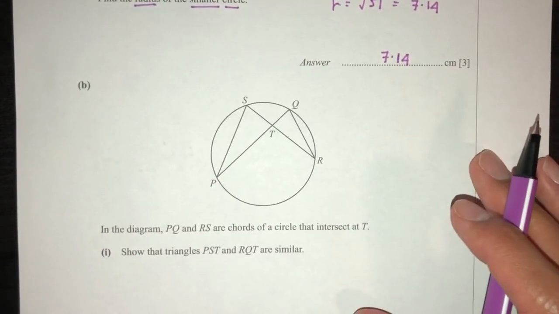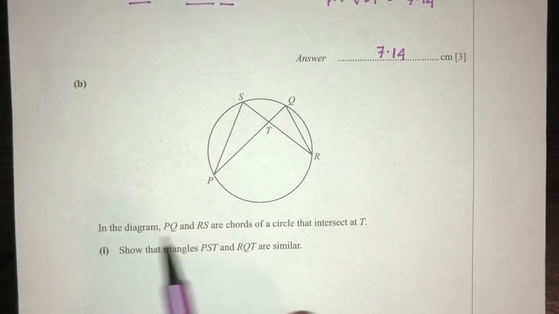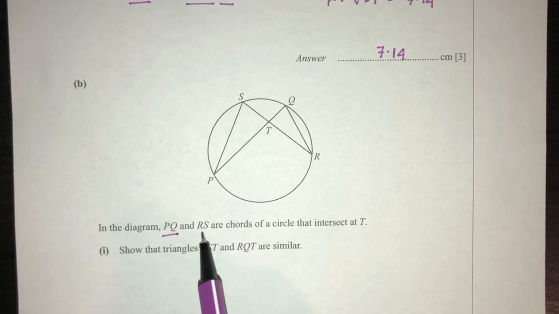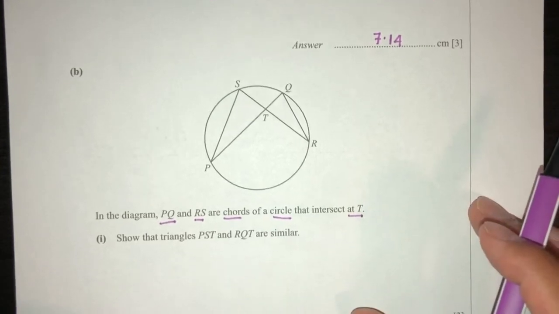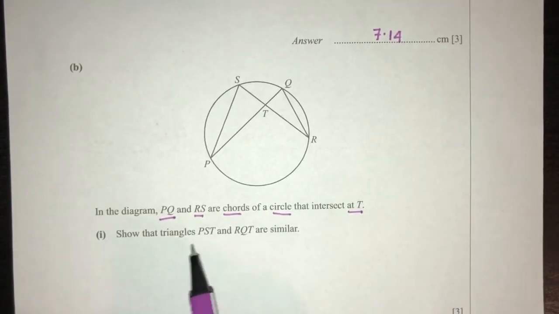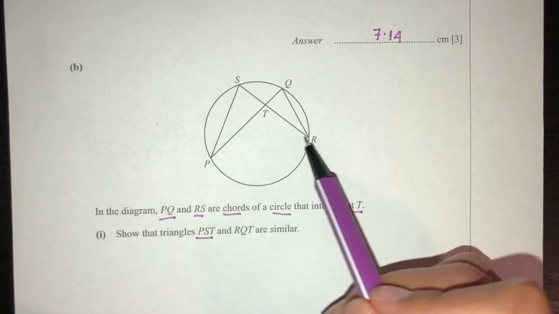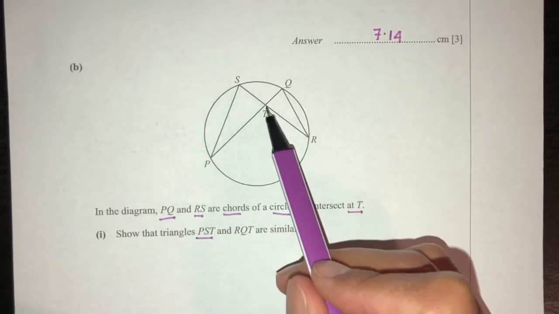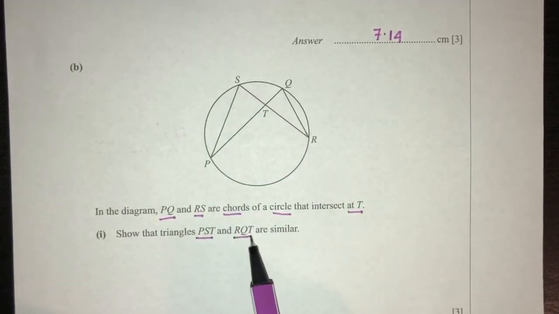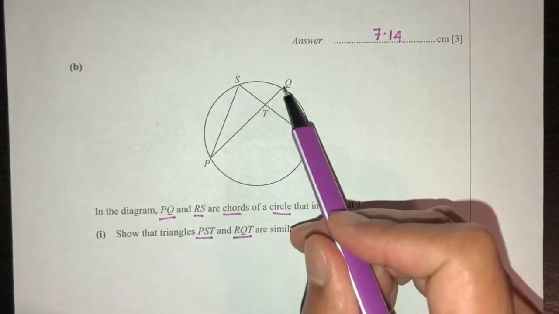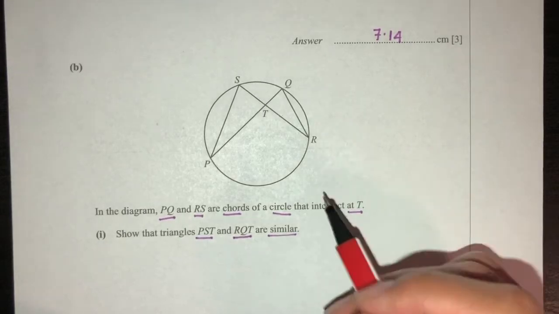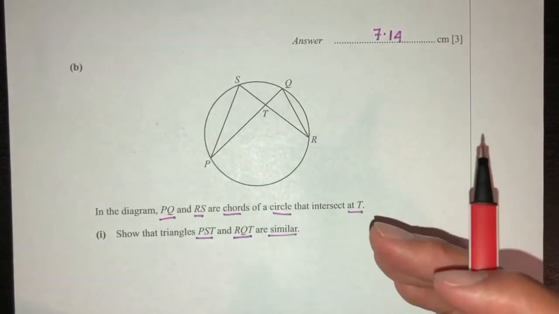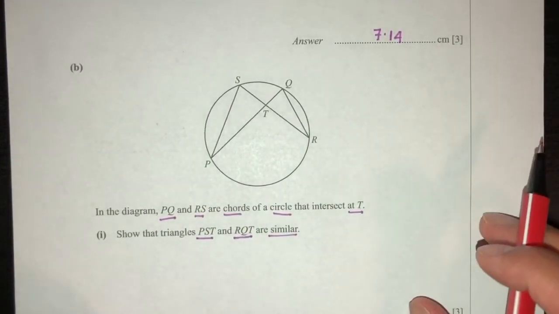Now part B. In the diagram, PQ and RS are chords of a circle that intersect at the point T. Now we have to show that triangles PST and RQT are similar. So one way of showing triangles are similar is by showing that all the corresponding angles are the same. So let's do that.